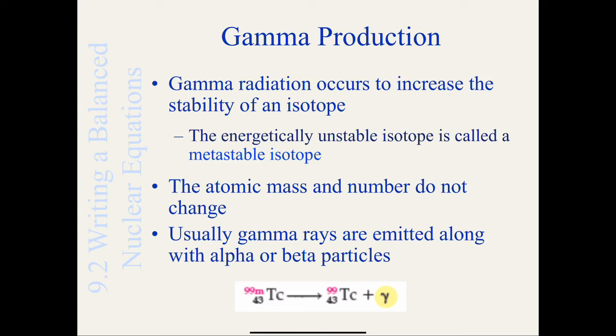The decay for technetium-99m, or technetium-99 metastable, is shown here. So again, this lowercase m just represents that it's a metastable isotope, which means it's energetically unstable, and to increase its stability, it emits gamma rays. And gamma rays are simply represented by the Greek letter gamma.